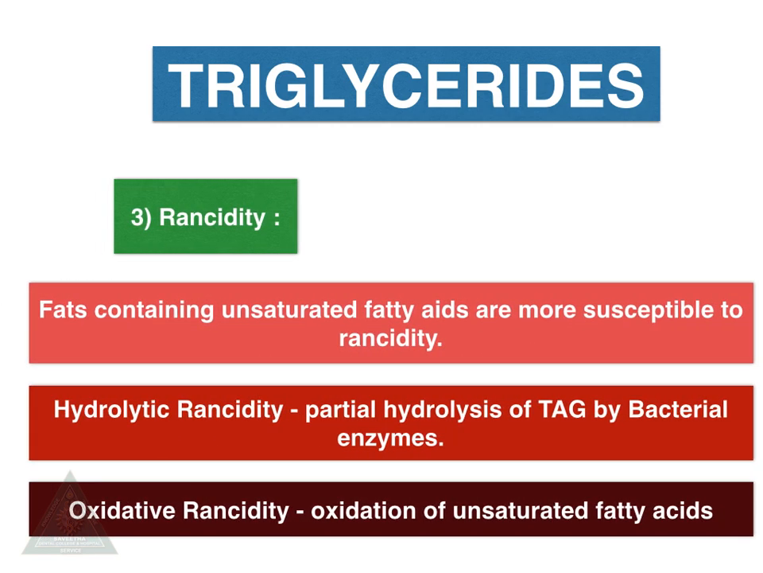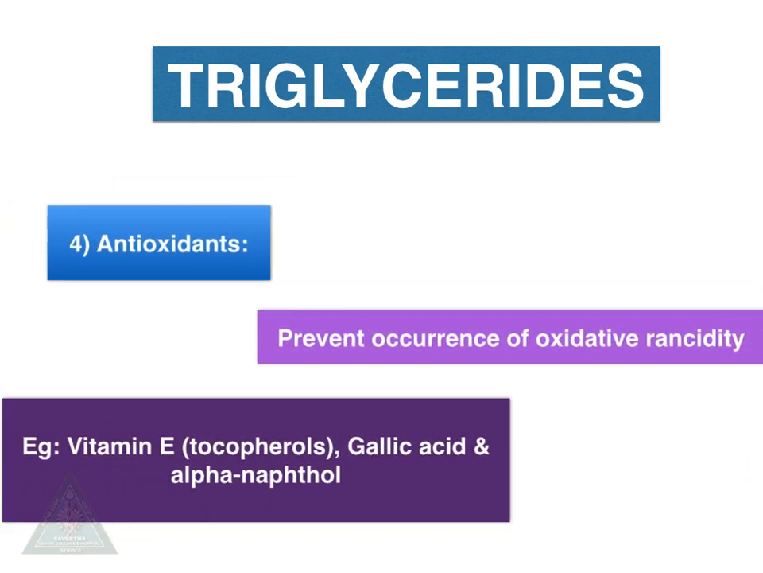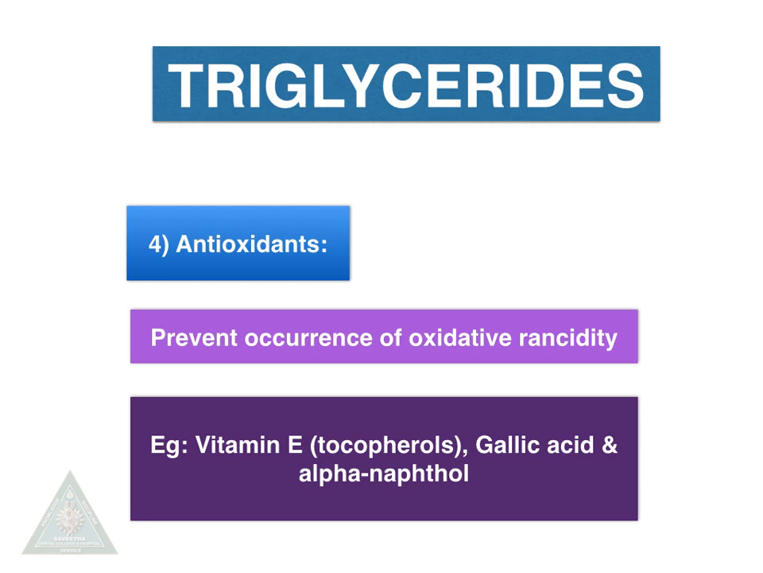The next one is rancidity. The term rancidity represents the fats and oils resulting in an unpleasant taste. The fats containing unsaturated fatty acids are more susceptible to rancidity. There are 2 types of rancidities: hydrolytic rancidity and oxidative rancidity. Hydrolytic rancidity is the partial hydrolysis of triacylglycerol by bacterial enzyme, and oxidative rancidity is defined as oxidation of unsaturated fatty acids.